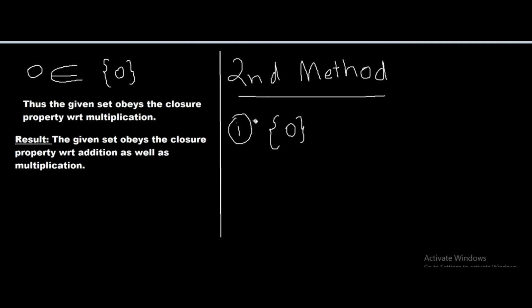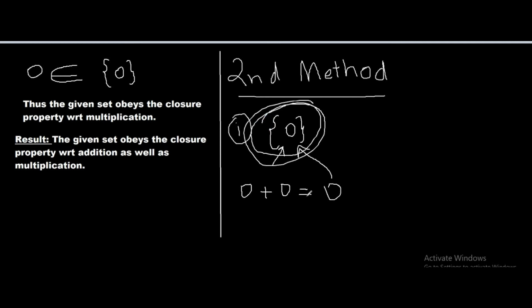If you are going to add any member of this set, but you know that this is only one member, which is 0, you add 0 to itself, because there is no other member. So 0 plus 0 will be equivalent to 0, and you can see that this 0 is included in this set. Therefore, the given set is obeying the closure property of addition.